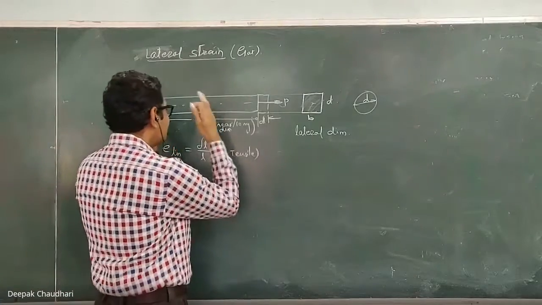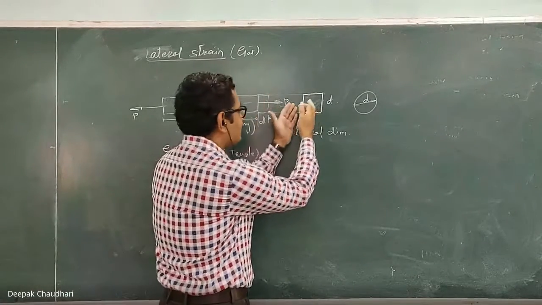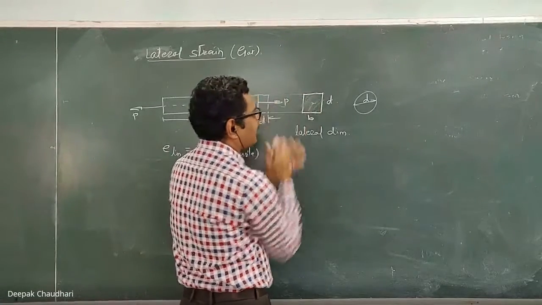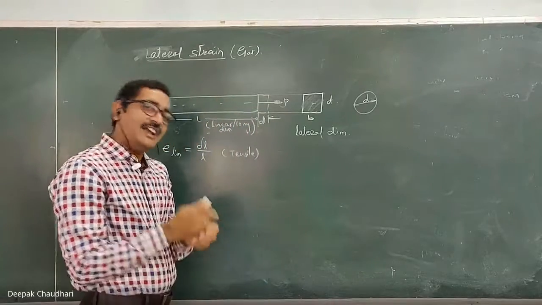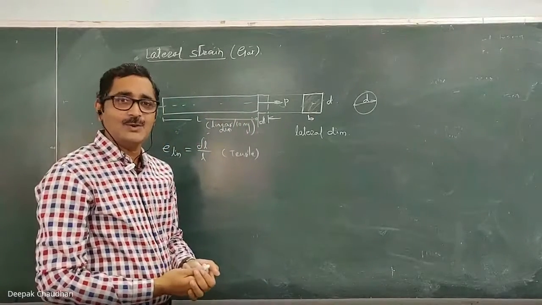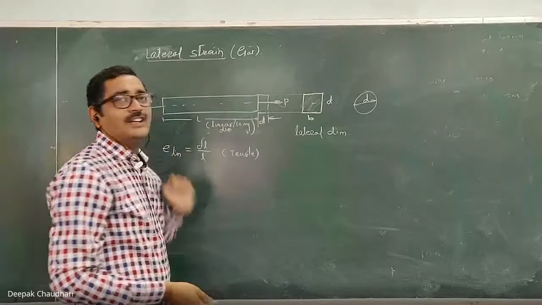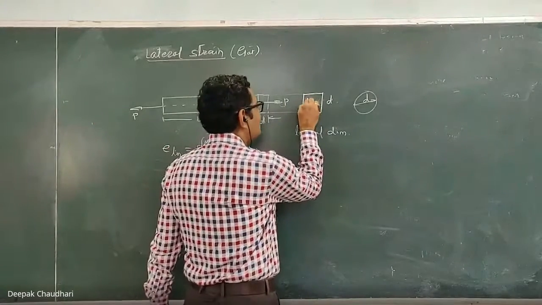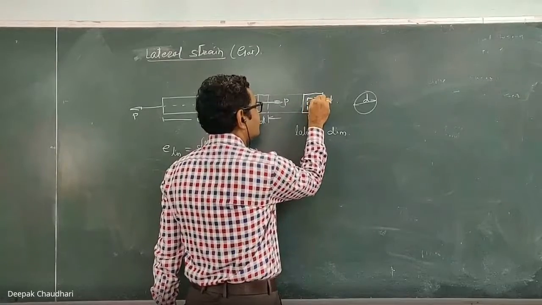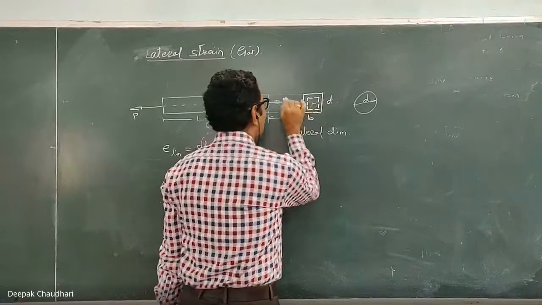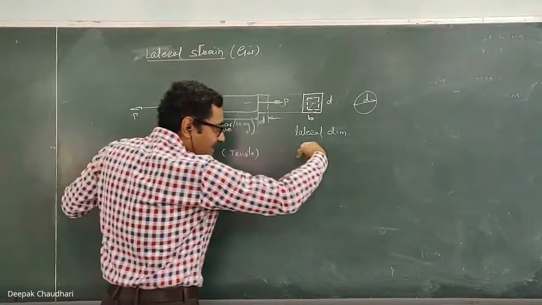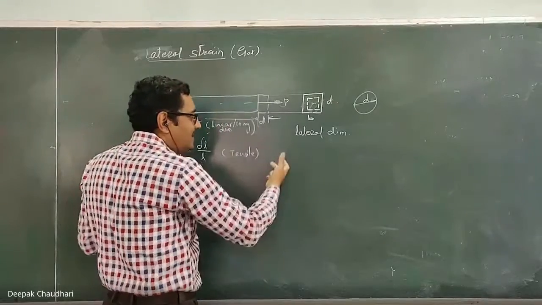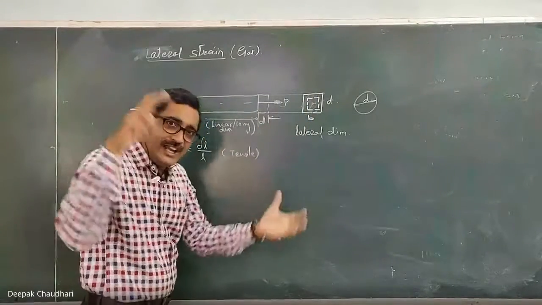I told you that because of this applied force P, the lateral dimensions will also be changed, and hence there will be a lateral strain also. This lateral strain is always associated with the linear strain. So let's consider these are the new dimensions of this rod, and here the applied force is tensile. Because of that, the length will increase, but because of the increase in length, the lateral dimensions will decrease.